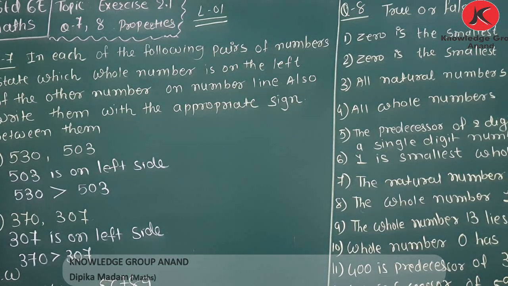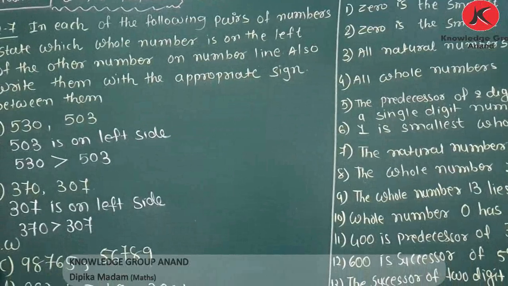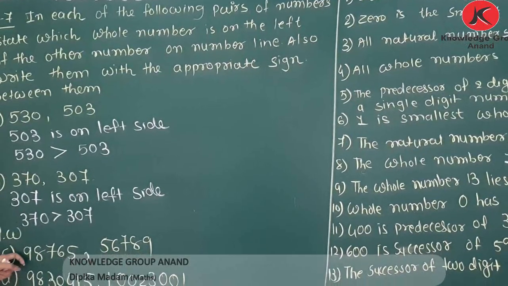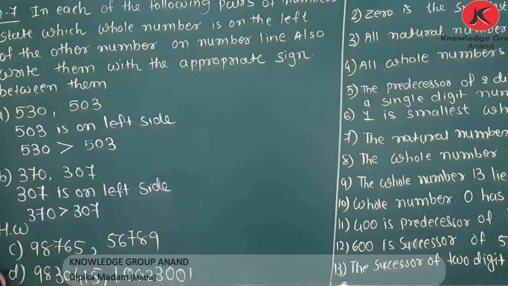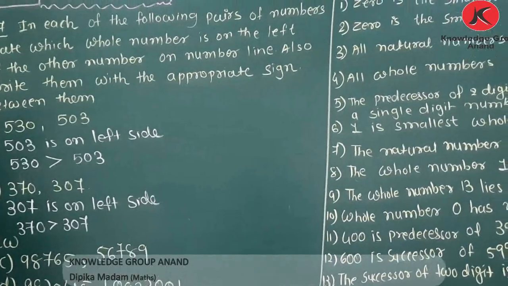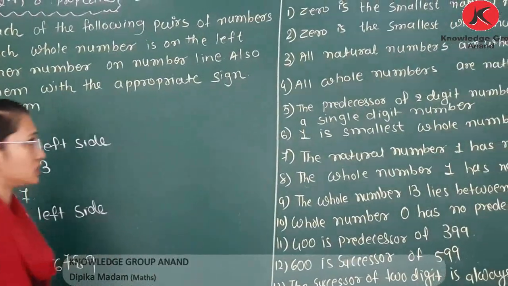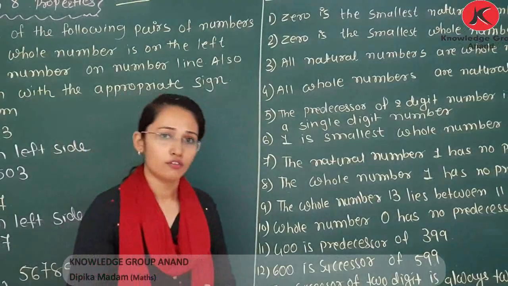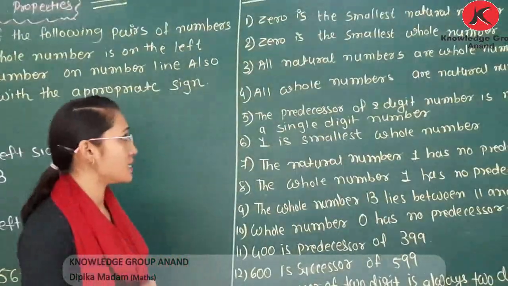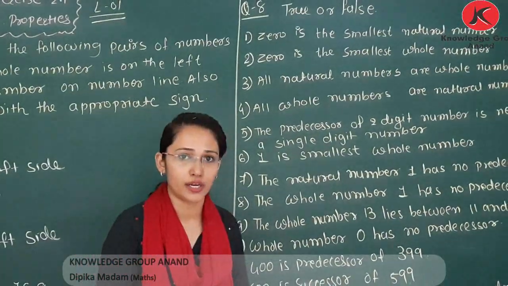Same for C and D, you need to write by yourself. That will be in your homework. Okay, so the numbers are given for C and D. Next question is question number 8. Write true or false. The first statement is: 0 is the smallest natural number.